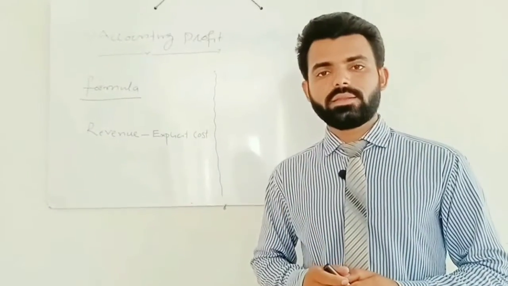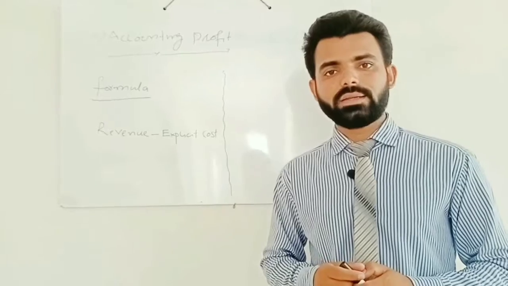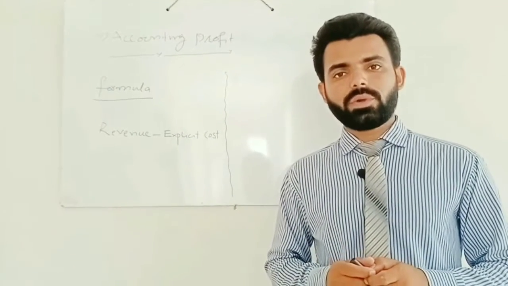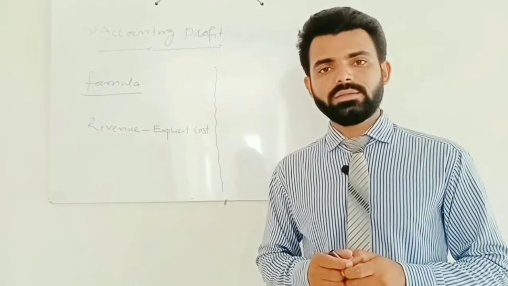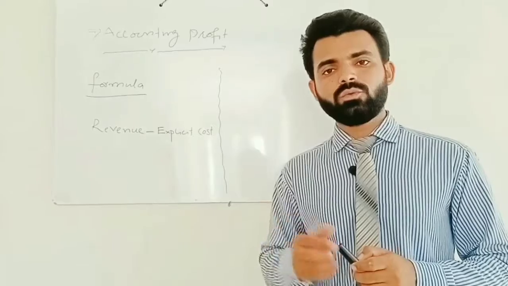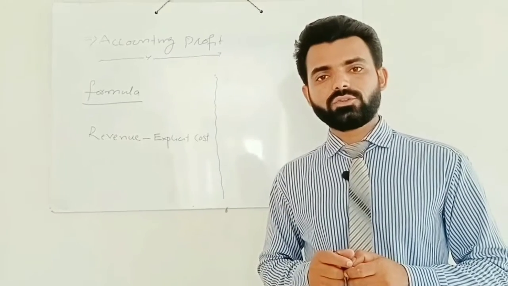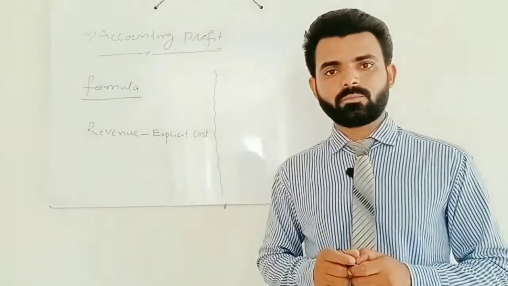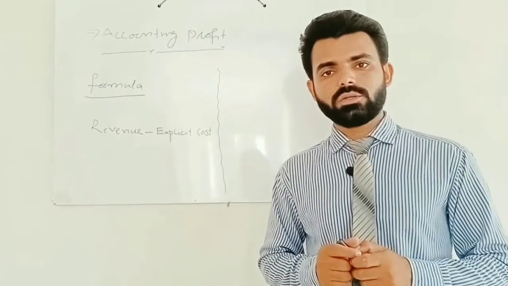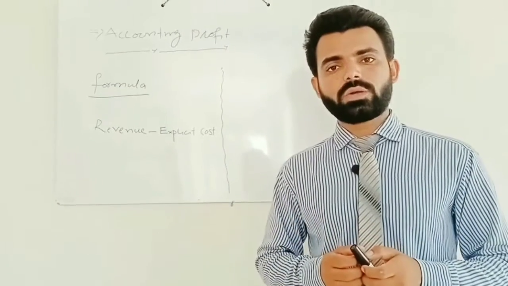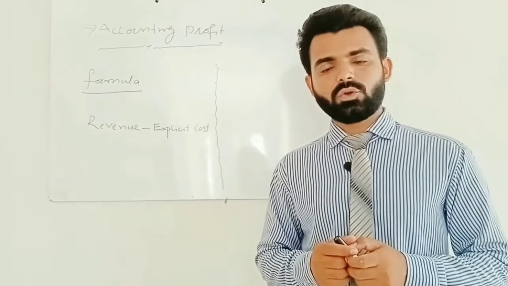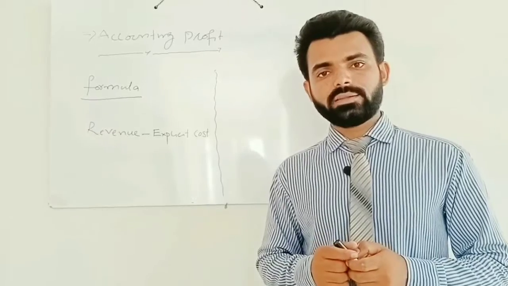We have another topic, that is accounting profit and how we can calculate it. Simply, accounting profit refers to the amount of money that remains after deducting the explicit cost from the revenue that has been earned from different sources in a specific time period. The explicit cost means the type of cost that is used to complete the business operations. We can say these are the expenses that have been utilized in order to generate the revenue.